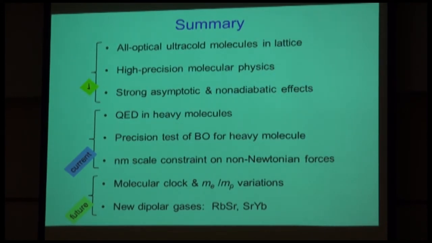asymptotic physics. Now we are working on getting a better leverage on the QED contributions and the Born-Oppenheimer approximation for the molecular clock and constraints on potential nanometer-scale mass-dependent interactions. Thank you.